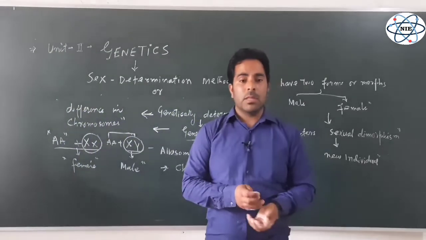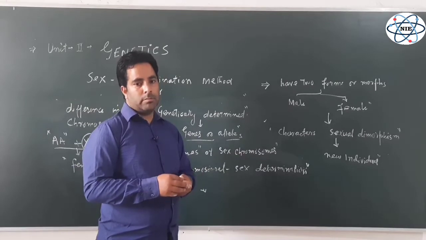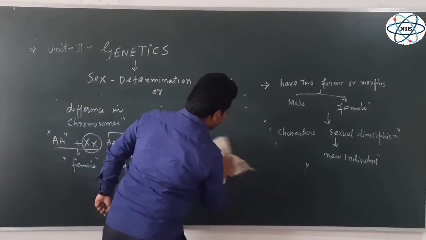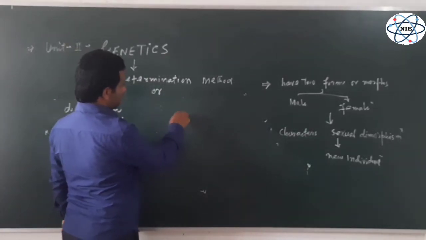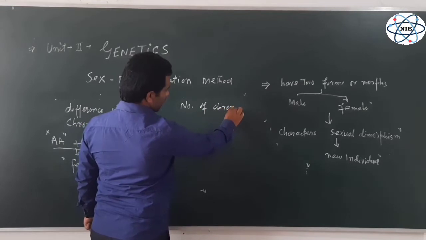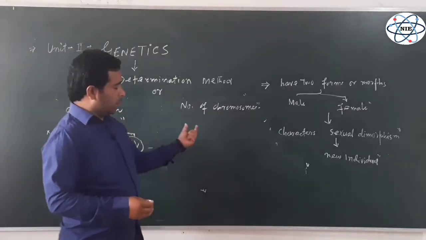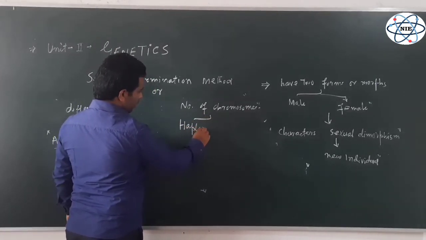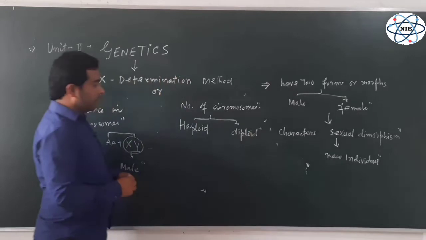However, there are some other examples in biology where the sex is determined by some other characters, by some other factors. For example, in case of honeybees, that we will explain ahead, the sex is determined by the number of chromosomes. There are two conditions in honeybees that we will discuss in our upcoming lectures. One is haploid condition. Another condition is diploid condition. Okay, haploid condition and diploid condition.